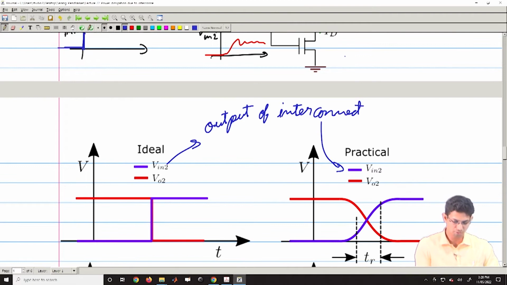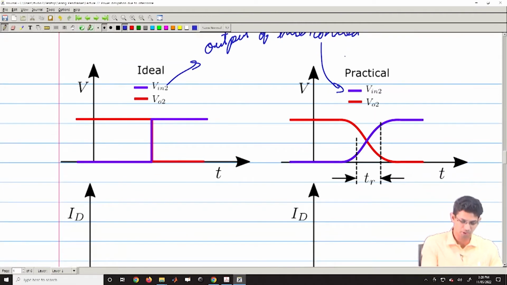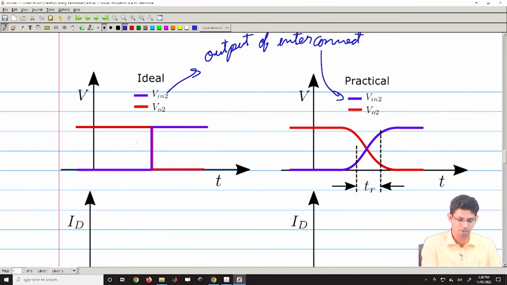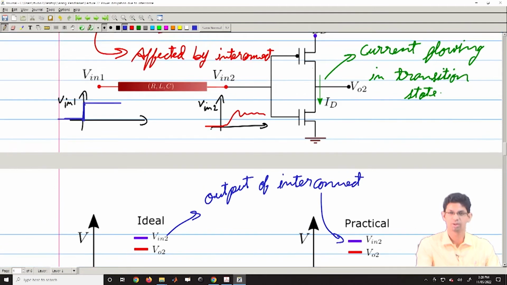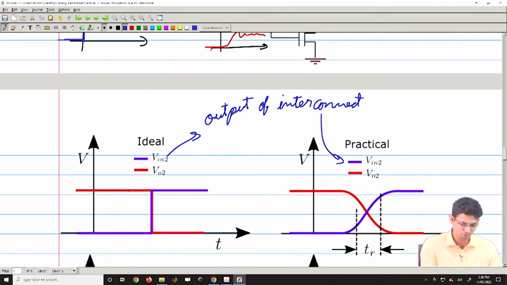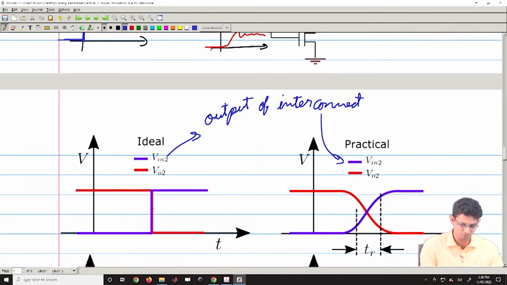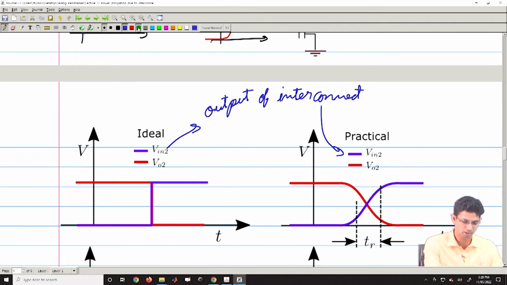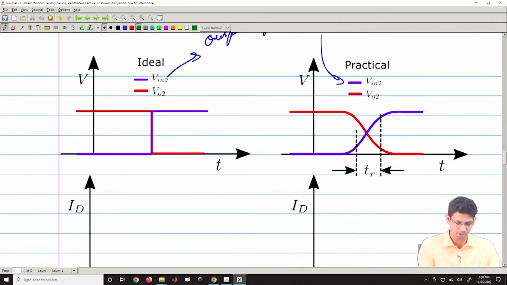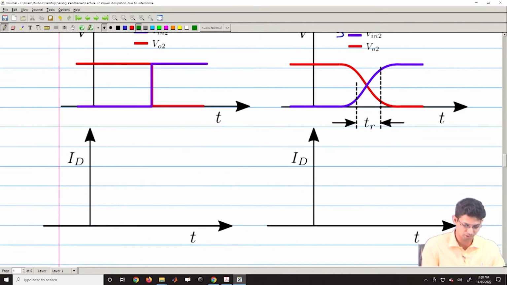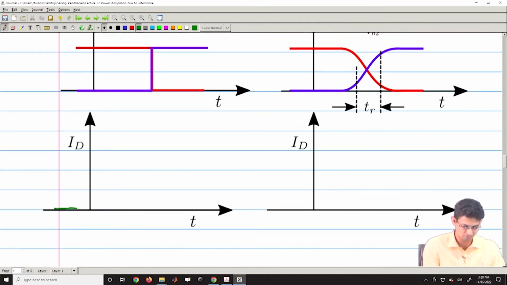So, in an ideal case, what would have happened? Your interconnect output is turned from 0 to 1. Once it turns from 0 to 1, if you are just looking at a digital type of thing, this would be just an inverter. So, this would be going from high to low. In this case, the current flowing through this would not be there. So, we are assuming 0 transition time, and you would be getting an ID as 0.